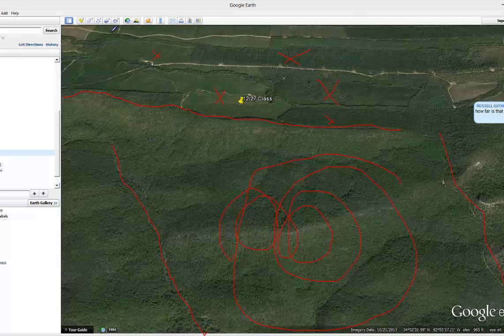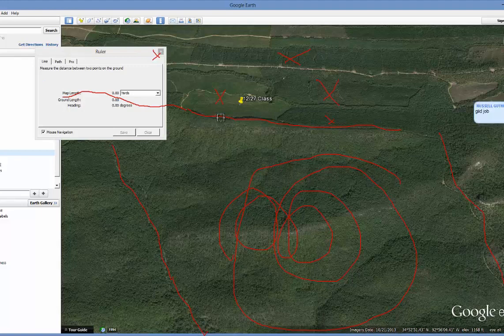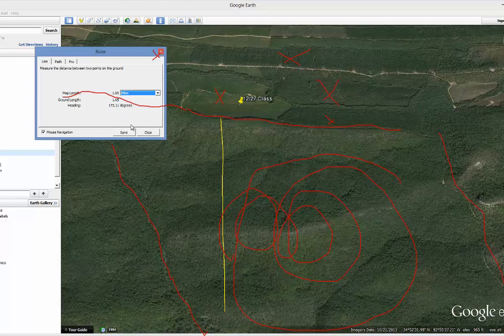How far is it? One mile? Russell asked how far it is. Give me just a second, I'll measure it. One mile. Let me zoom out again. That's one mile right there.